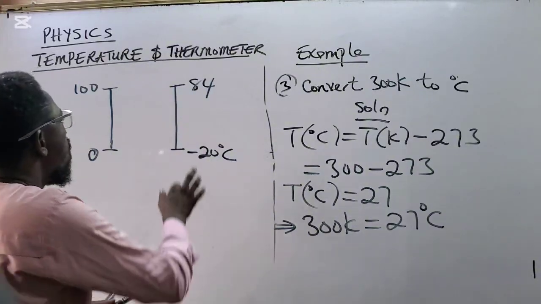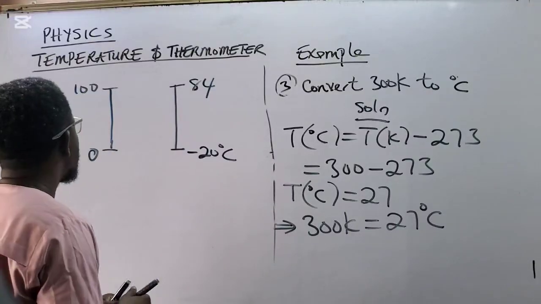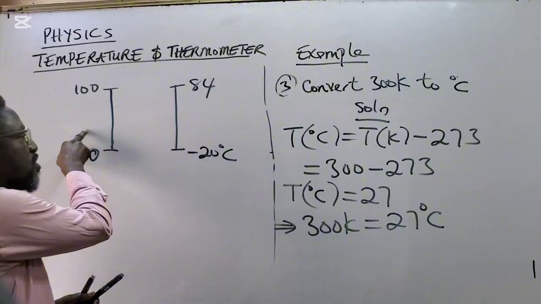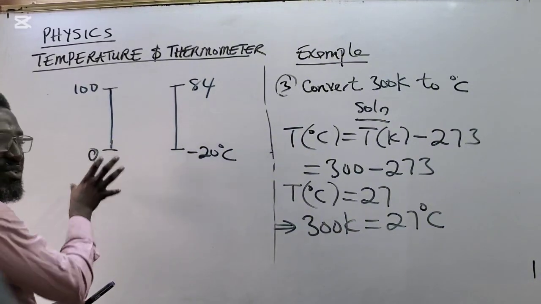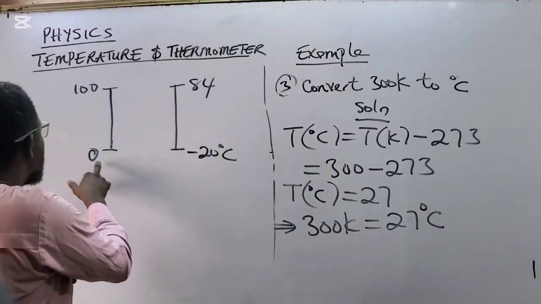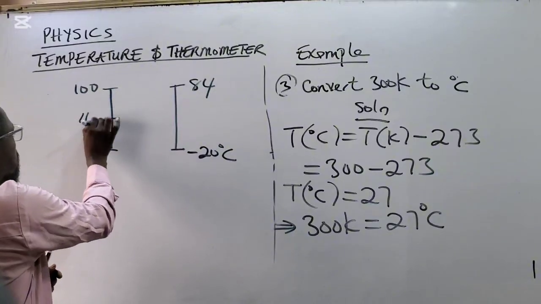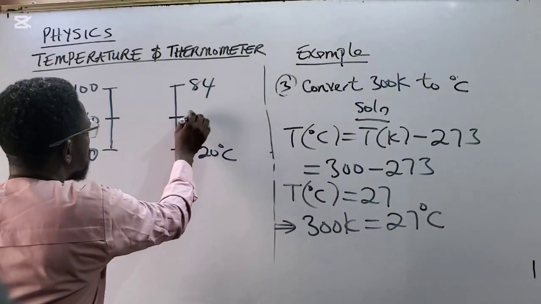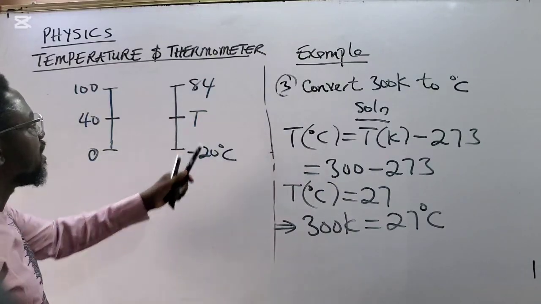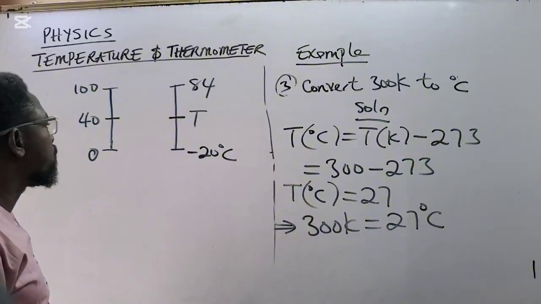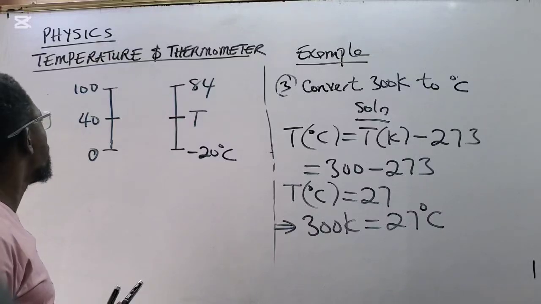Then we may ask you what will be the reading on this thermometer when the actual temperature is, let's say, 40 degrees. The actual thermometer is the one registering the correct reading, so here is 0 and here is 100. The actual temperature is 40. What will be the reading on the given thermometer? You just do something like this, and you'll be able to calculate the given temperature. It's just as simple as that. Let's see an example.